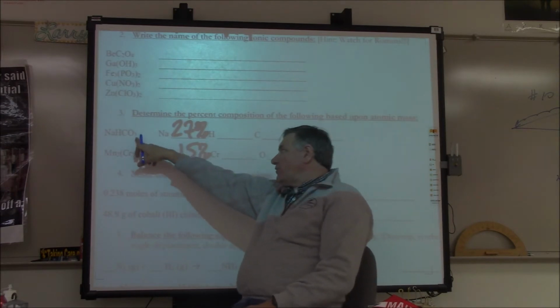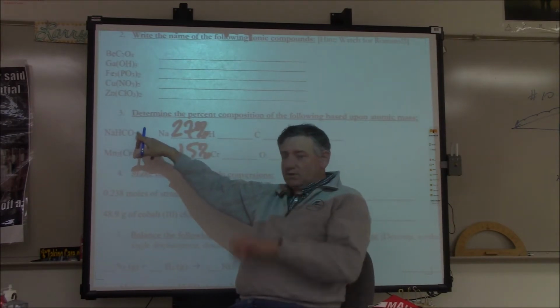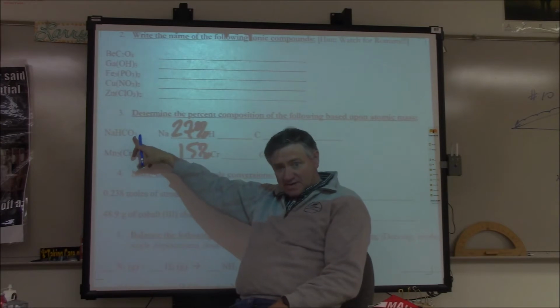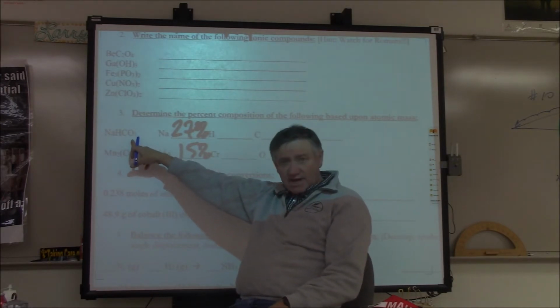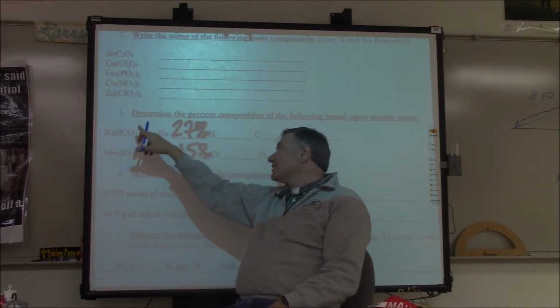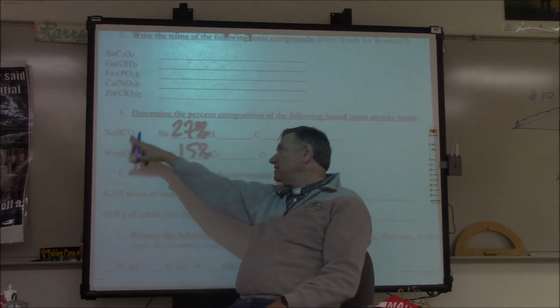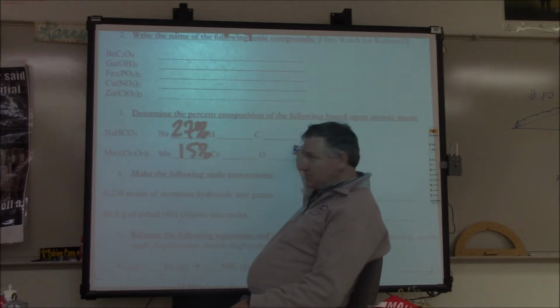Now, like with this one, when you do the oxygens, you've got to take the entire mass of the oxygens. So that's going to be 3 times 16, which is going to get you 48. So this is going to be 48 divided by the total mass to get that percentage of oxygen.